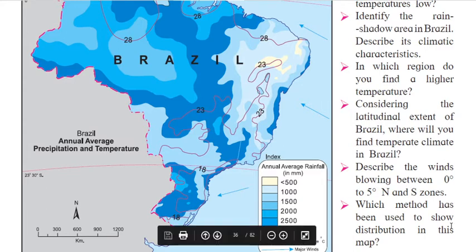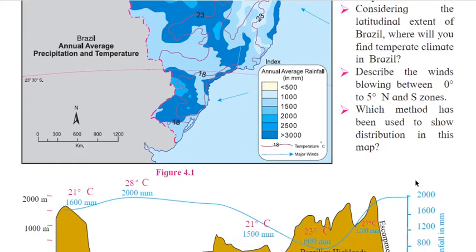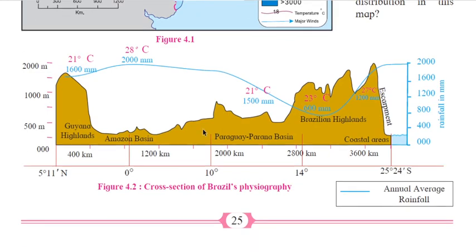Which method has been used to show this distribution in the map? We very well know the isopleth method is used. The isopleth method is used to show the distribution of the annual average temperature, and the choropleth method is used to show the distribution of annual average rainfall. Okay, so this is regarding the Brazil map.